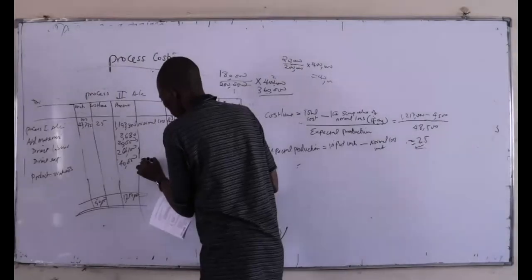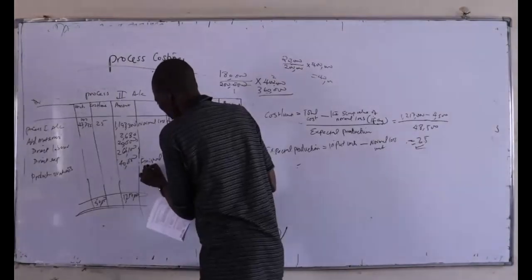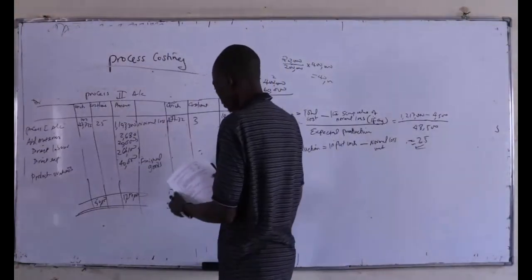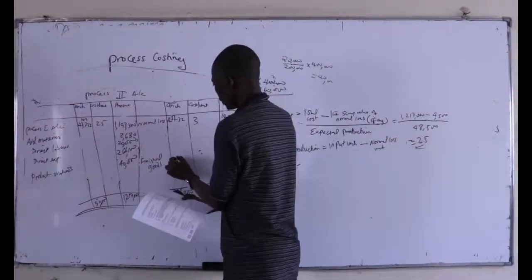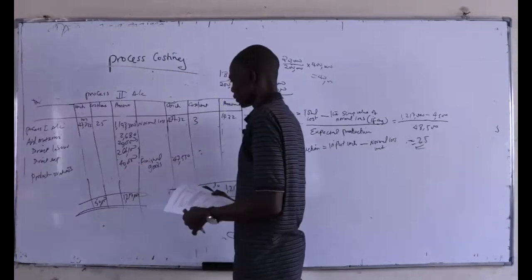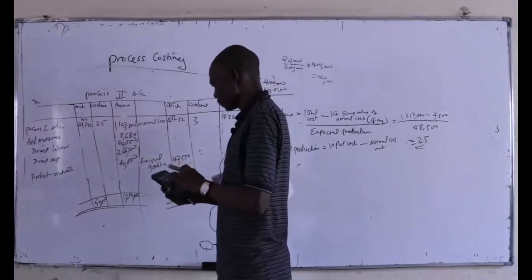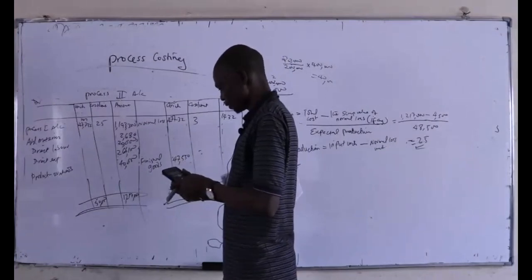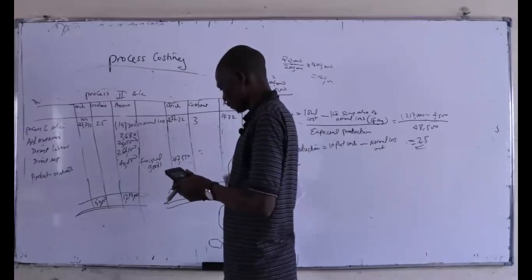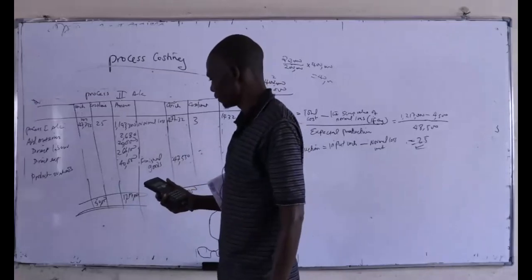So the output is to finished goods, because this production only has 2 processes. After process 2, we transfer this to finished goods, and we've been told how much was transferred, 47,550. Then again, you do the balancing. So balancing here, we have 47,732 minus 47,550 minus 477.32.